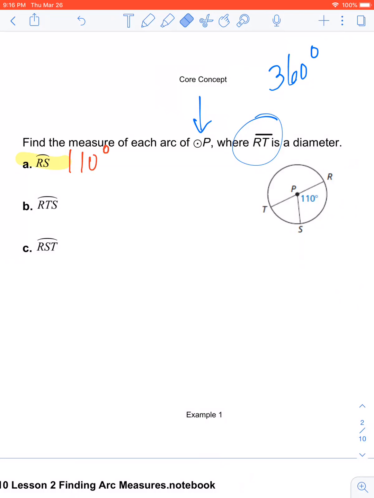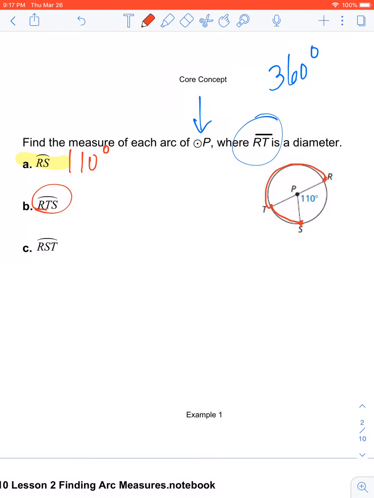All right, next, they want us to find RTS. Since there are 3 letters, that means I'm not going R to S. I'm not doing that because that would be a minor arc. Go in the order that they gave you. They want you to go from R to T to S. Okay, well, let's think about that.